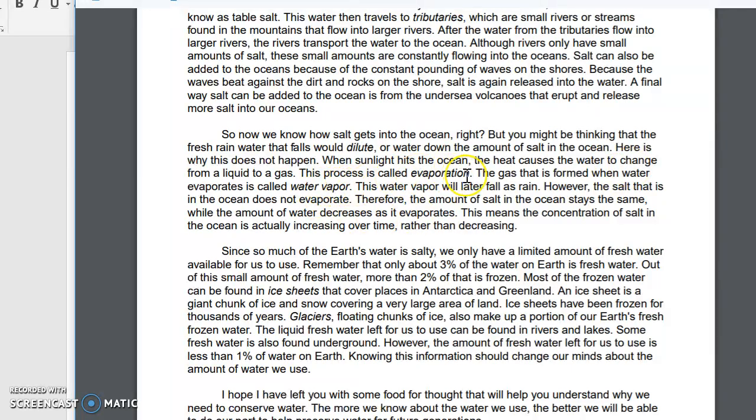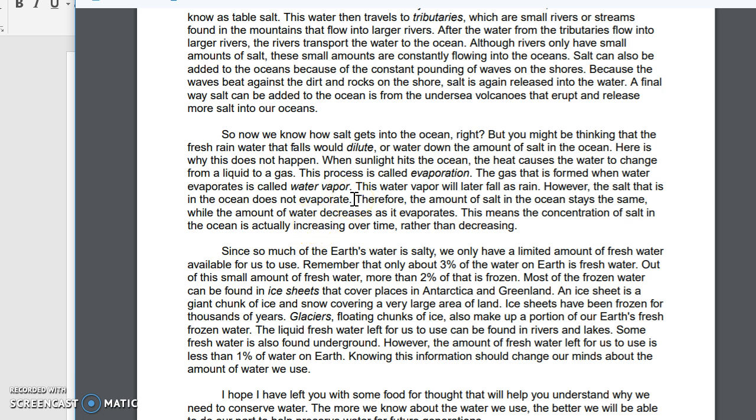This process is called evaporation. Another italicized word. The gas that is formed when water evaporates is called water vapor. Again, what do you see? An italicized word. Yes. This water vapor will later fall as rain. However, the salt that is in the ocean does not evaporate.